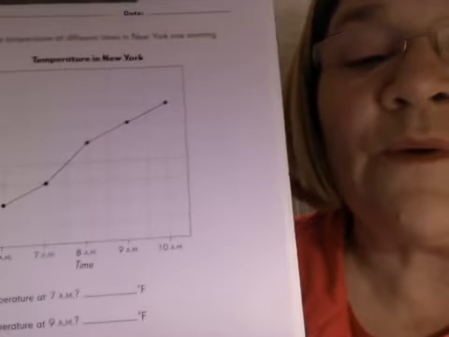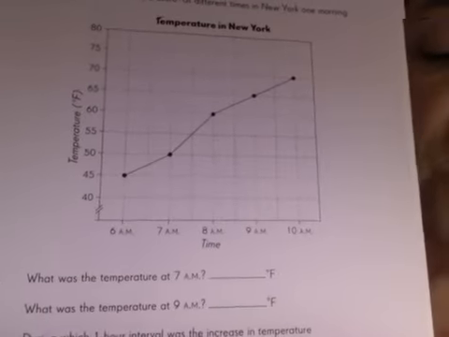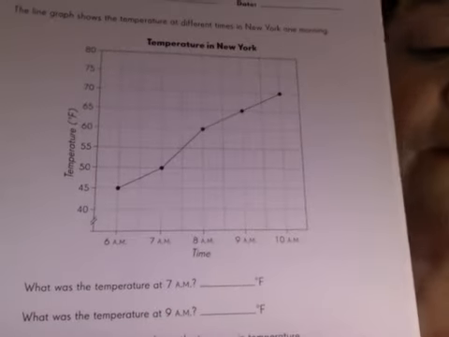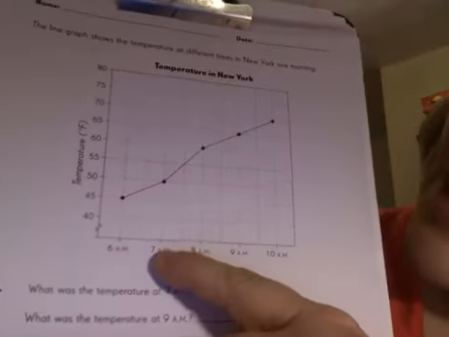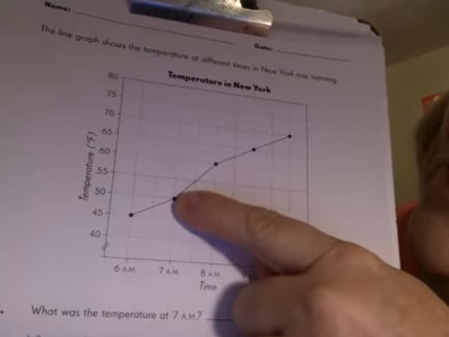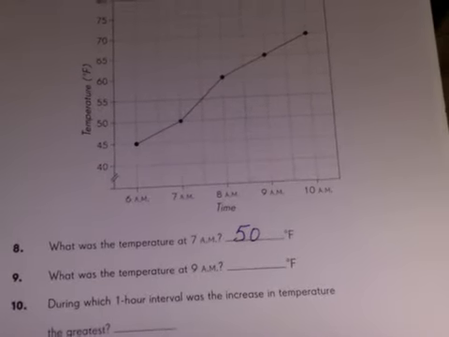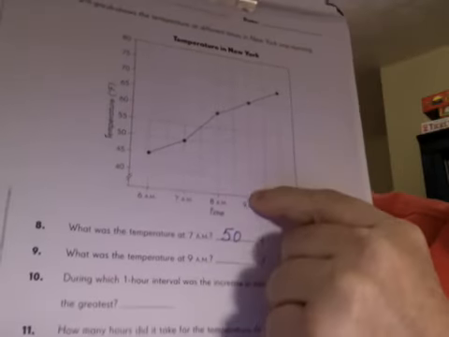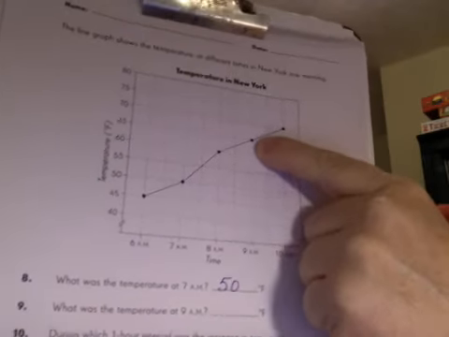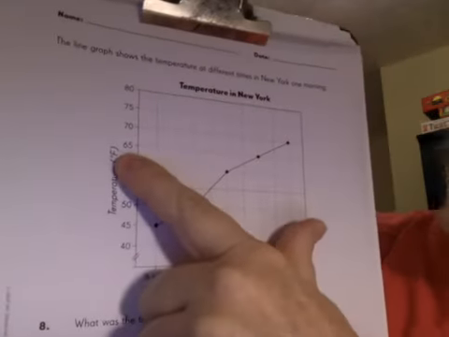So now that you're expert at that, let's take the information and see what we can do with that information. Our first question is, what was the temperature at 7? Oh, well, we just did that. We went to 7 o'clock, we followed it up, and there where the dot is, we went across, and we found that it was 50 degrees. The next one is asking us what was the temperature at 9. The process will be exactly the same. You'll go to where 9 o'clock is, you will go up to where the dot is, then you go across, and it says that it's 65 degrees.